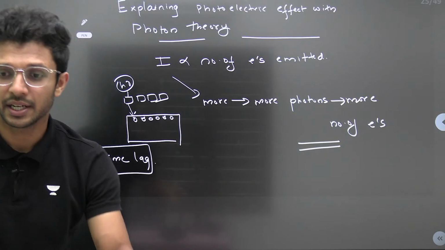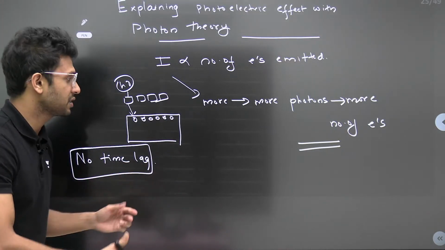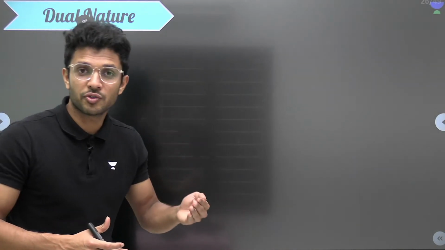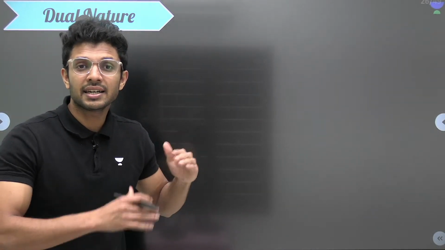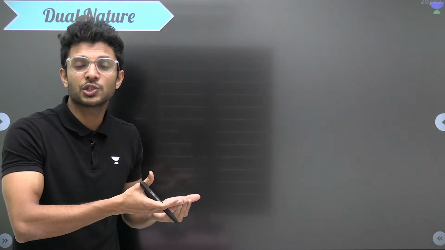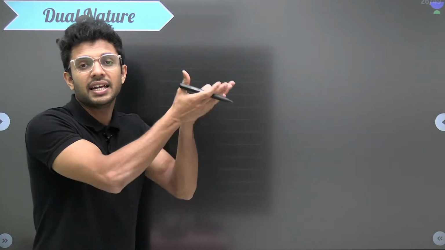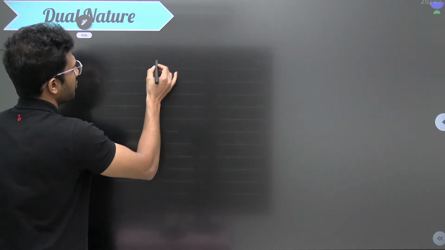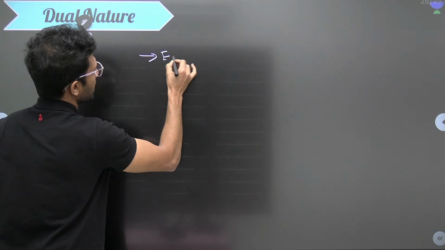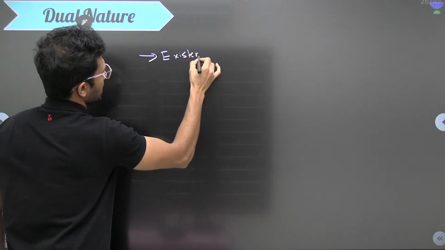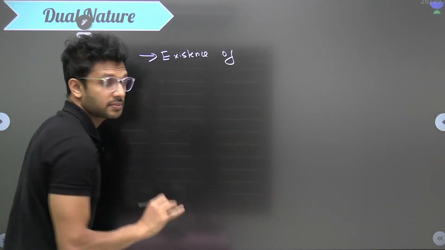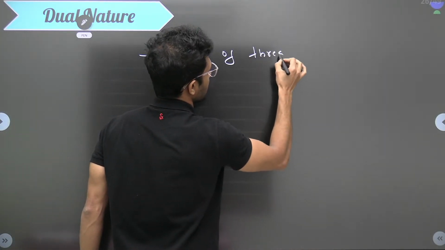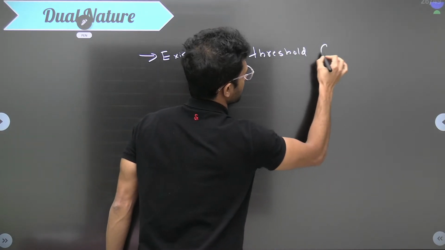बढ़िया. Now we have to go for the explanation of the second part. मतलब the existence of a threshold frequency, right? And increasing the frequency above threshold should be increasing the kinetic energy of the emitted. Two things we have to explain. What all we have to explain? We have to explain the existence of threshold frequency.